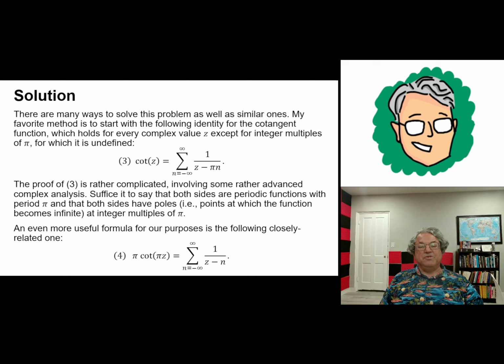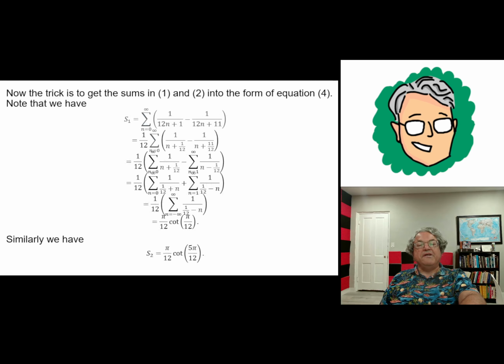And it turns out that we can just write it as this infinite sum of 1 over z minus n, and once again ranging over all the integers. Pretty beautiful formula, I think. Anyway, so we can use this formula, equation 4, to evaluate the sums we want. And here's how we do it. We have to do a little bit of algebraic manipulation. But we basically start with those formulas.